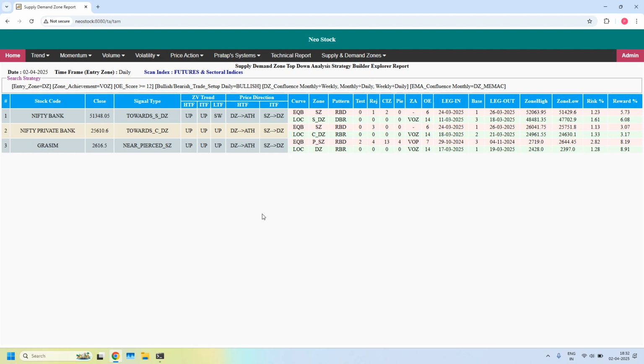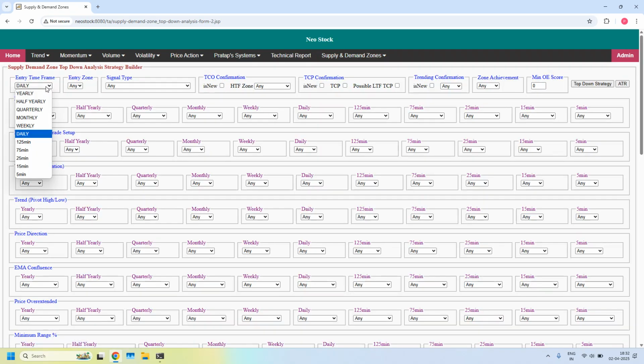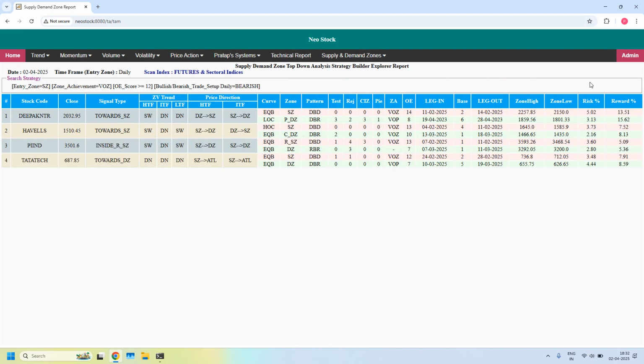Okay, this is about bullish trade setup for monthly income trade. Next, bearish trade setup for monthly income trade. Entry time frame daily, entry zone supply zone, bullish or bearish trade setup at daily, selecting bearish. And zone achievement violated opposing zone, minimum odd enhancer score 12. With these filters, we got 4 stocks. These 4 are supporting bearish trade setup for monthly income trade. And entry time frame zones are daily supply zones. We got 4 daily supply zones.